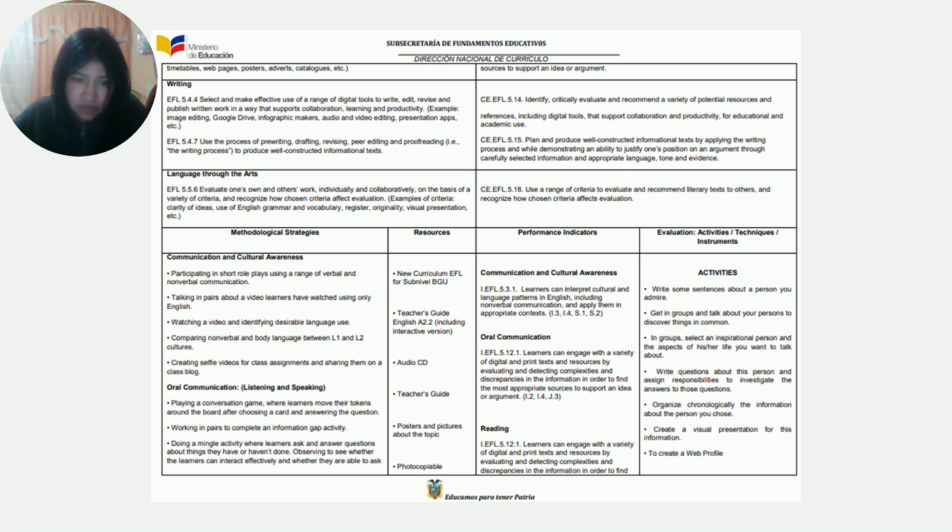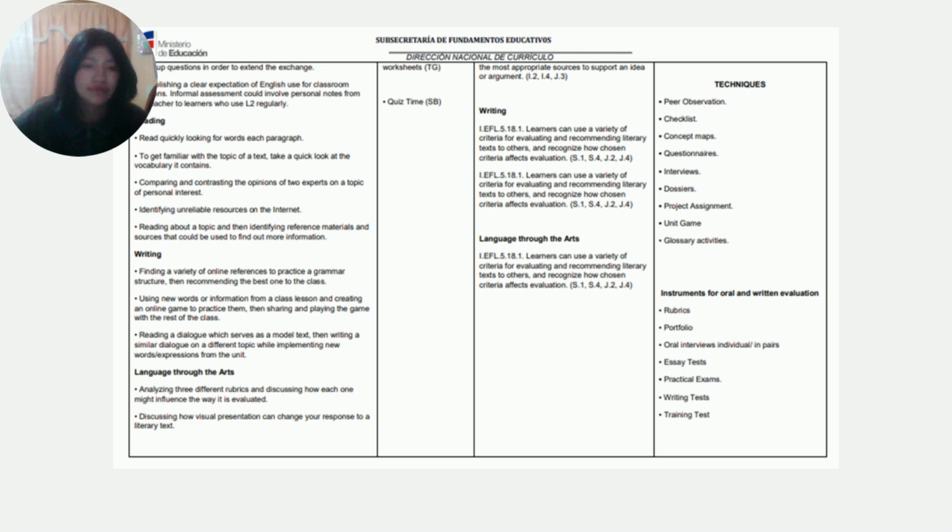instruments. As we know, we have the communication and cultural awareness, oral communication, listening, and speaking, the communication and cultural awareness as well, oral communication, reading, and different activities that the students are going to do. Okay, in here we have reading, writing, language through the arts, another box, the writing and language through the arts, the different techniques, instruments for oral and writing evaluation.